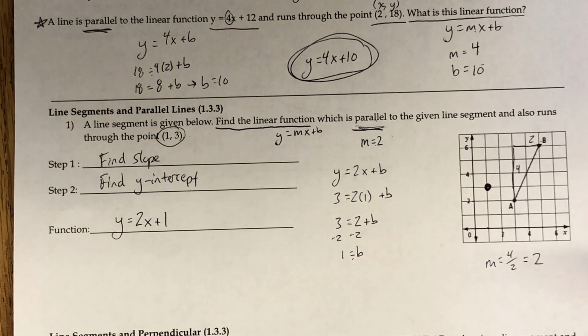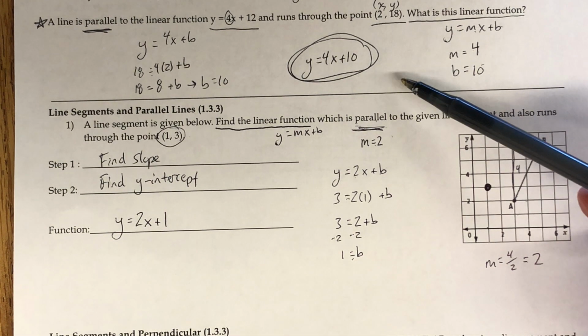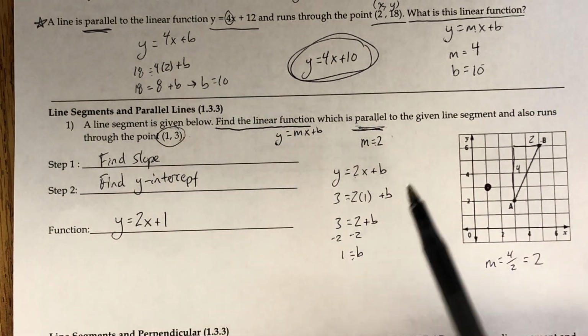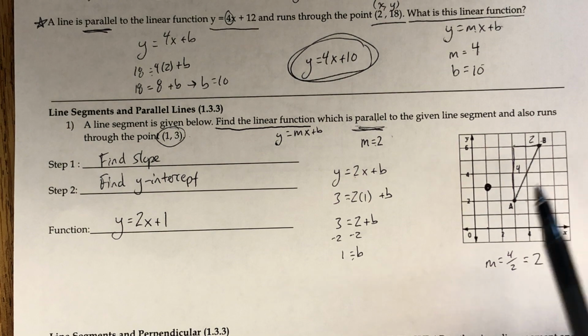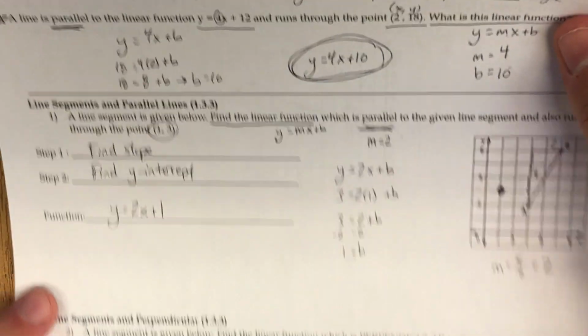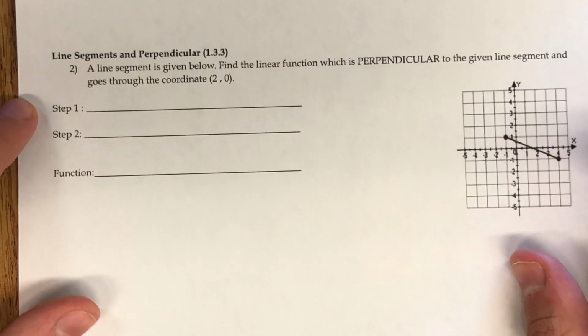So notice the similarities. In the 2.0, we find the slope from the given equation. In the 3.0, we find the slope from the given line segment. So slightly different, but a lot of similar ideas. You'll recall from our 2.0 target that we worked with both parallel and perpendicular lines. You'll see that here as well.